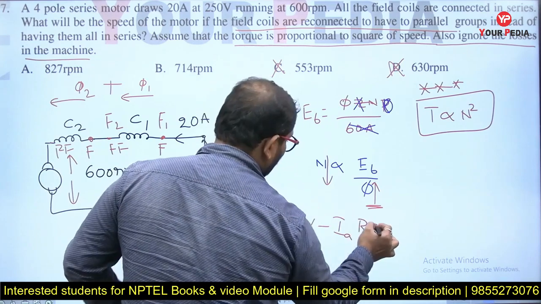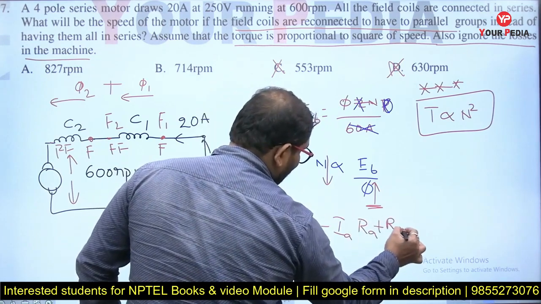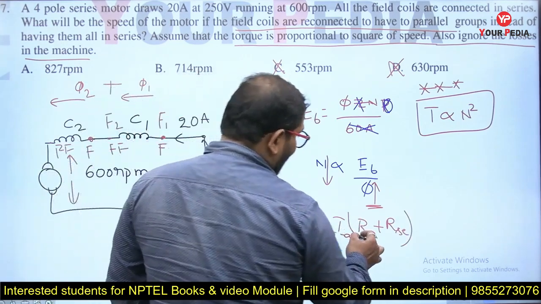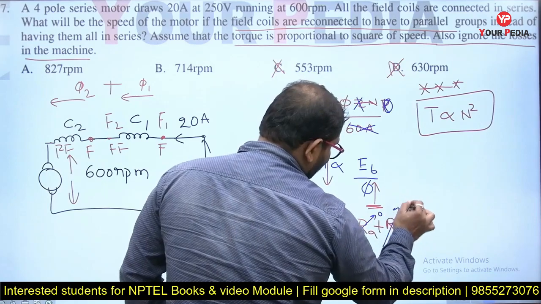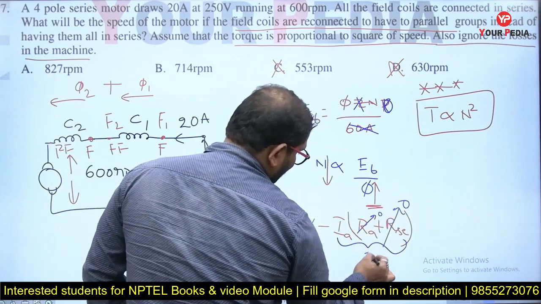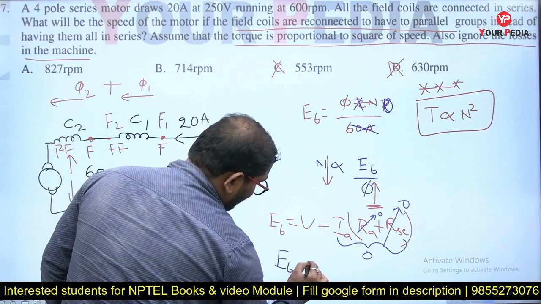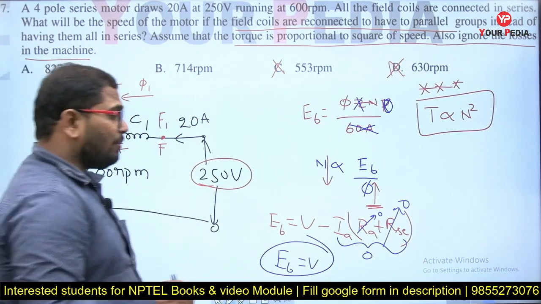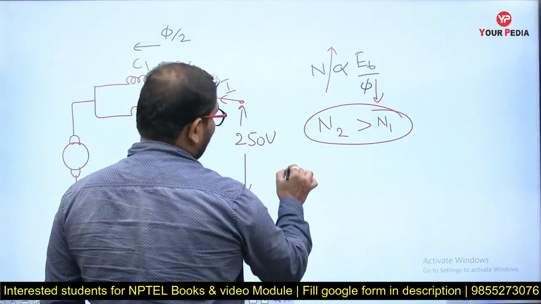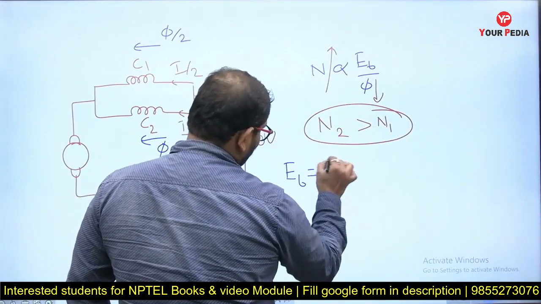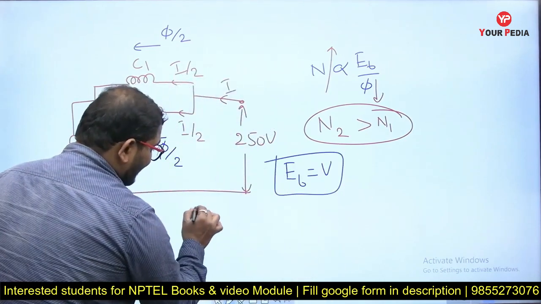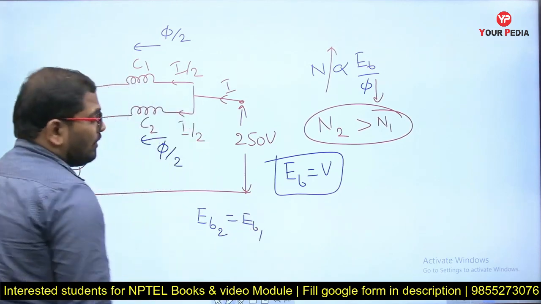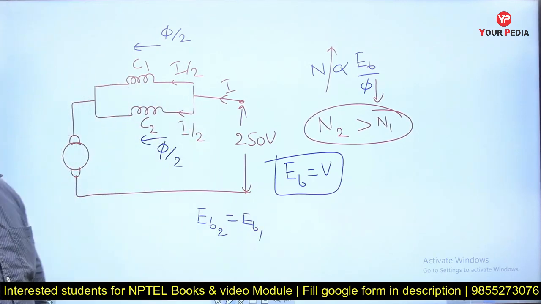As it is a series motor, a series resistance will also be added in the drop. As RA is 0 and RSE is also 0, this component becomes 0. So your back EMF is equal to your terminal voltage. In both configurations, the back EMF is equal to the terminal voltage. So from this I can say that EB2 is equal to EB1.